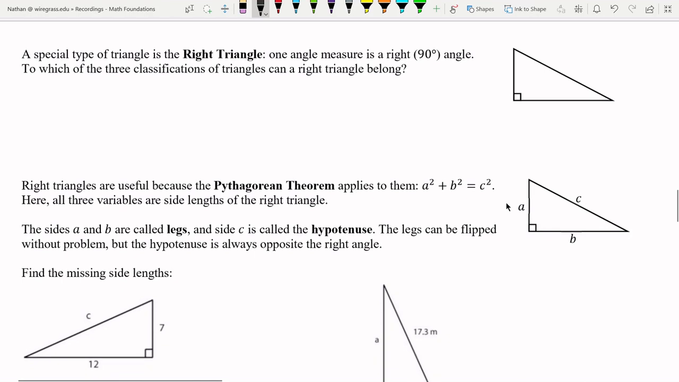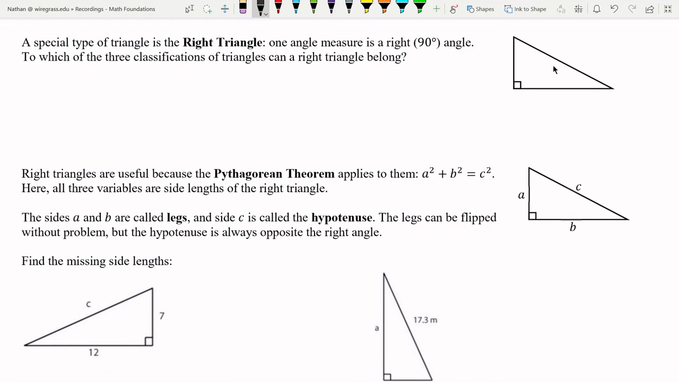Now, a special type of triangle is called the right triangle, right? This is where one of the angles is a right angle or a 90-degree angle. Which one of the 3 classifications can the triangle belong to? Well, we already know that an equilateral triangle has all 3 angles equal, and we know that all 3 have to be 60 degrees. So a right triangle cannot be equilateral.